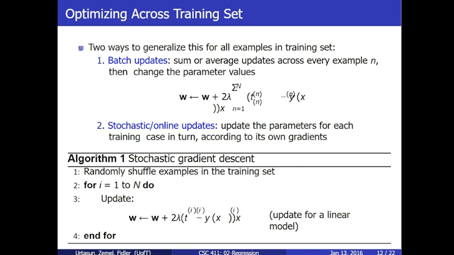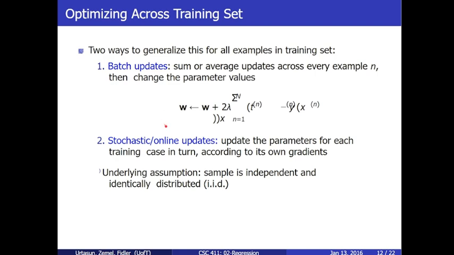Randomly shuffle examples in the training set. For i equals 1 to n, do the update W equals W plus 2 lambda (T minus X), i being just a specific value, and you update for a linear model. And then here you end the for loop.